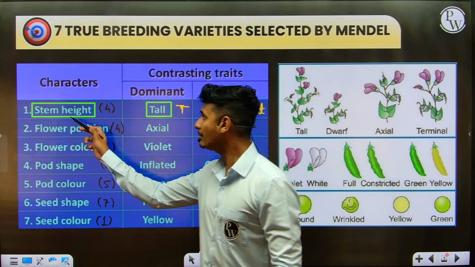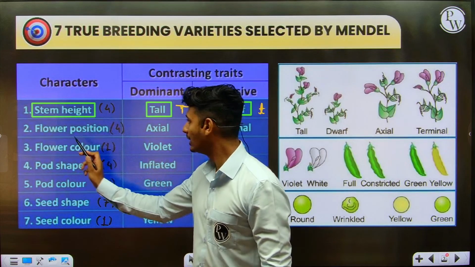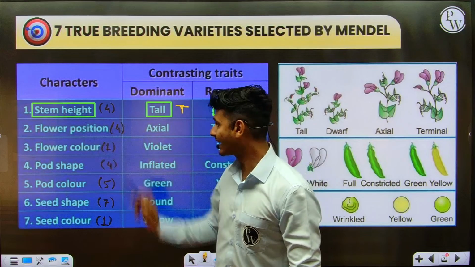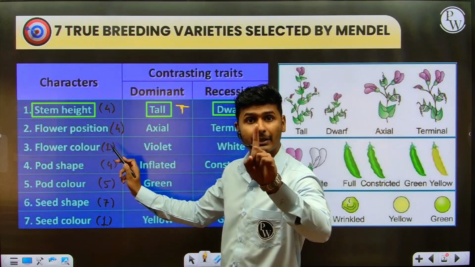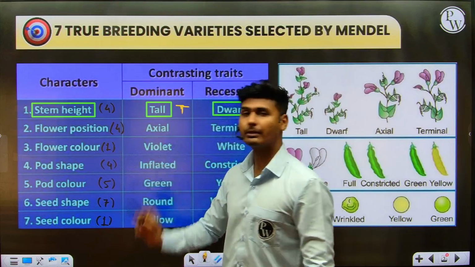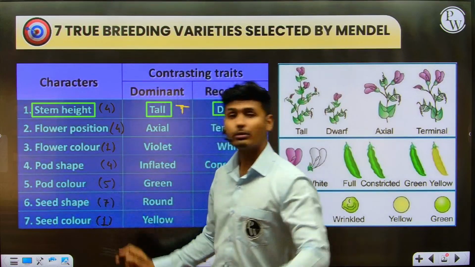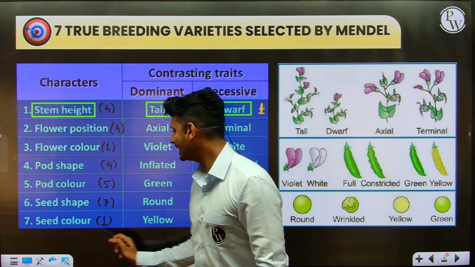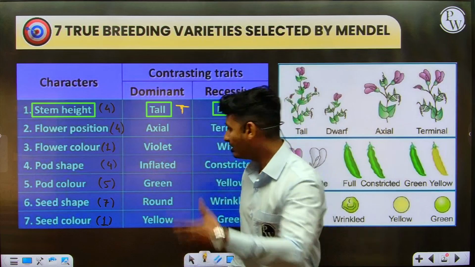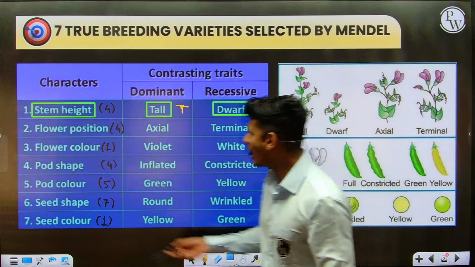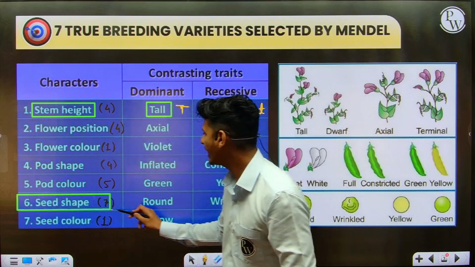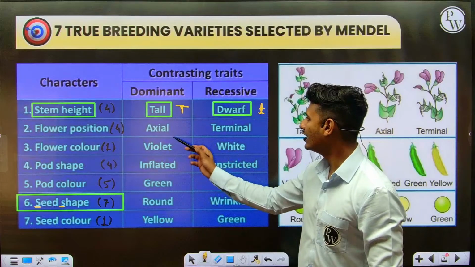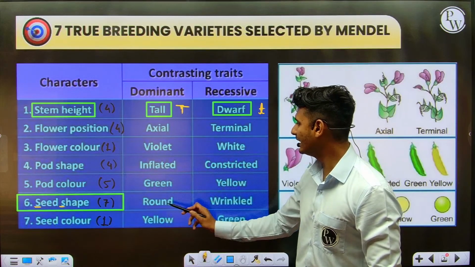If we are talking about stem height, chromosome number 4. Flower position, on chromosome number 4. Flower color on chromosome number 1. Pod shape on chromosome number 4. Pod color on chromosome number 5. Seed shape on chromosome number 7. And seed color on chromosome number 1. Most probably in the NEET examination they are going to ask you a question regarding which chromosome carries seed shape. Now the dominant traits: tall, axial, violet, inflated, green, round, yellow.